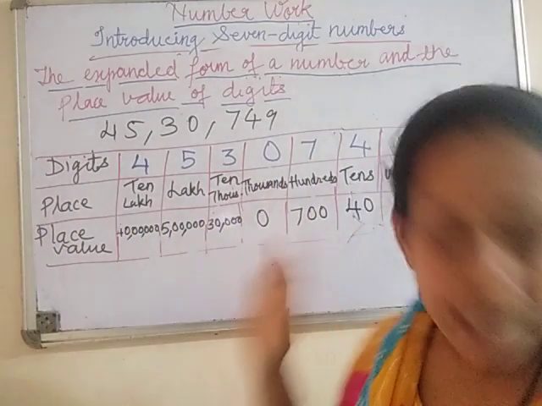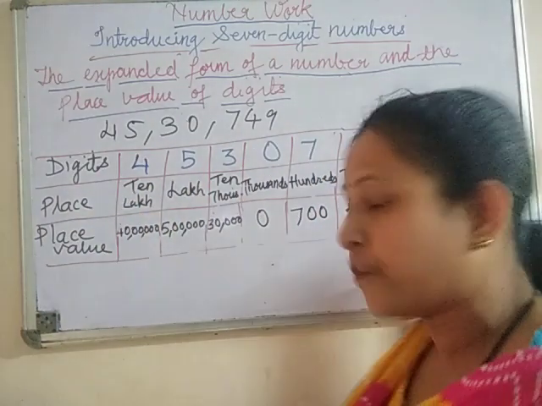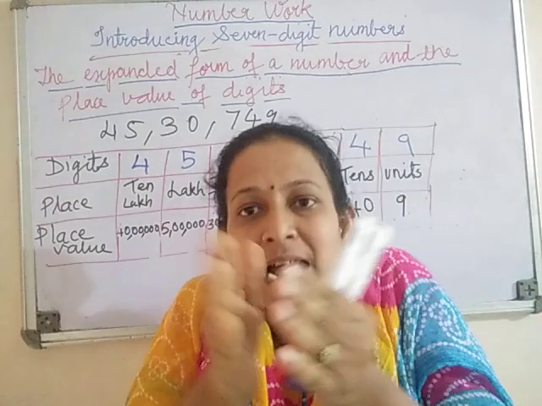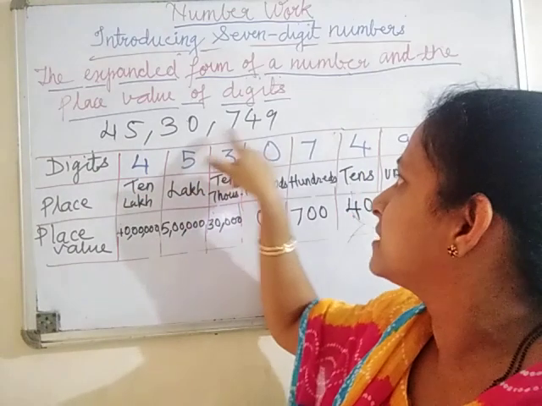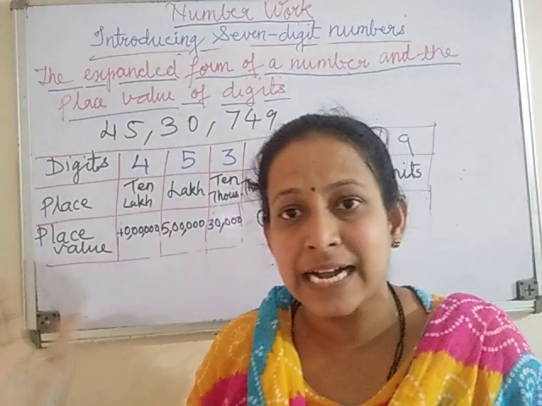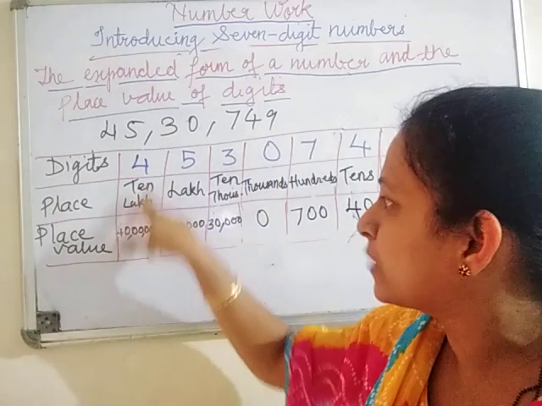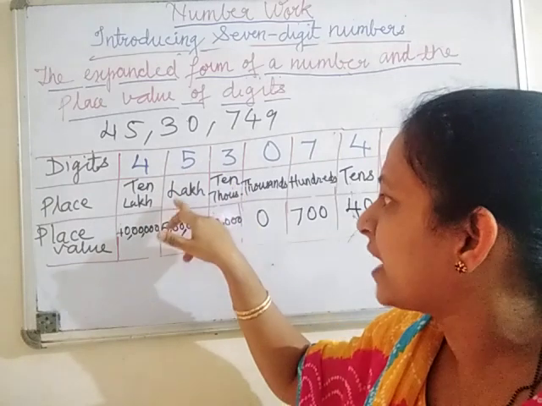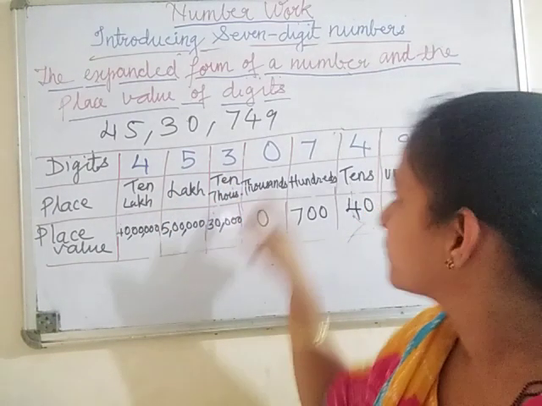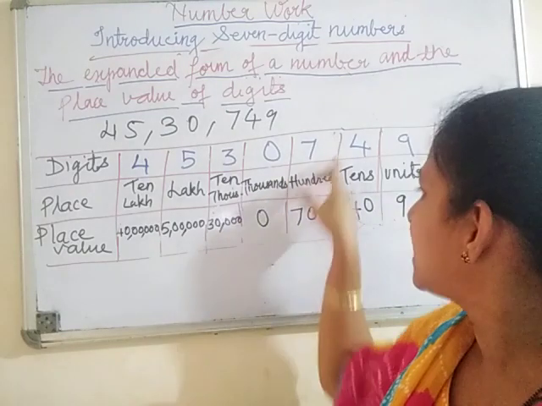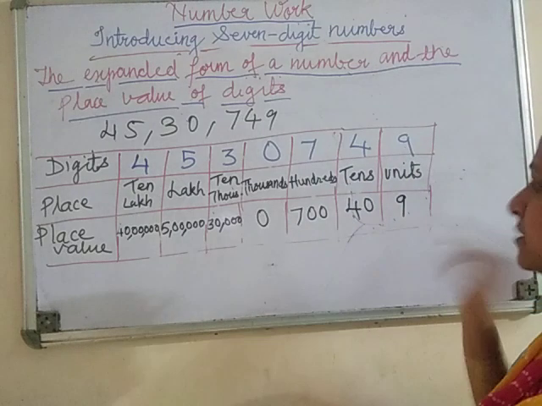So this is how we are supposed to write a given number in an expanded form. If you go to see, I have just expanded this number, that is 45 lakh 30,749. How I have expanded it: I have made this 4 in 10 lakh as 40 lakh, this 5 in place of lakh as 5 lakh, 3 in 10,000s place 30,000, 0 in 1,000s place 0, 7 in hundreds place 700, 4 in tens place 40 and 9 in units place 9.